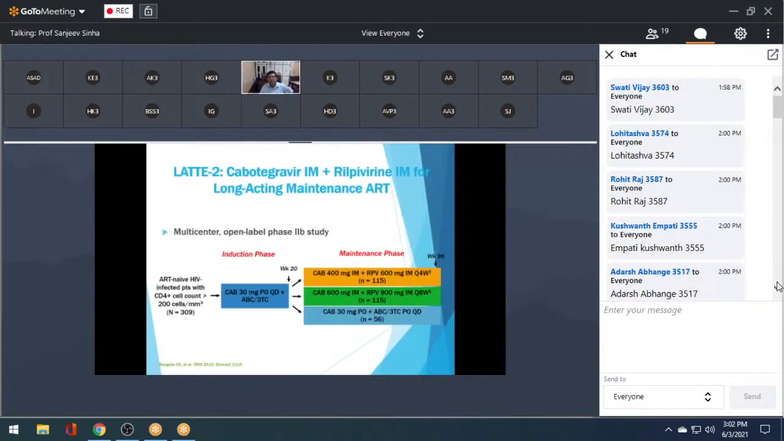So here you see that some drugs are available as intramuscular long-acting maintenance ART therapy also, and this is a kind of trial going on. It is a multi-center, phase 2B study, open label, and here they have used 30 milligram QD in combination with lamivudine. And they are doing this study with the combination of other drugs.